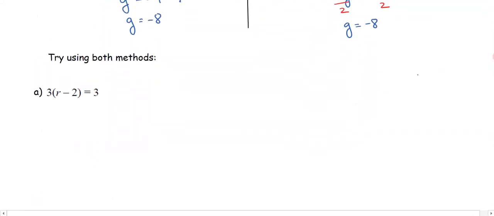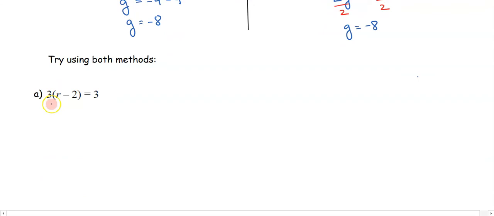Let's try another one. Let's use both methods. In the first method, I would divide both sides by 3. I would get r minus 2 equals 1. I would move the -2 to the other side. I would get r equals 1 plus 2, and therefore r equals 3. That would be method 1.